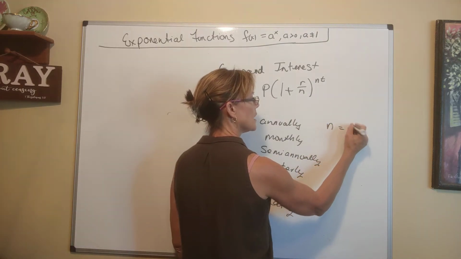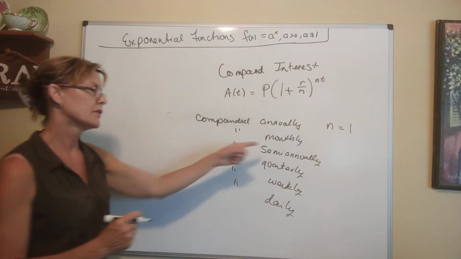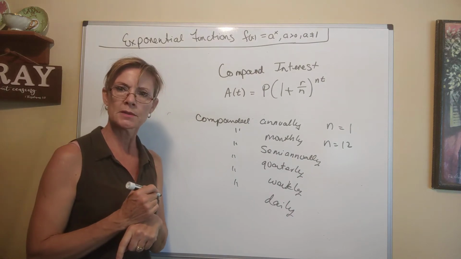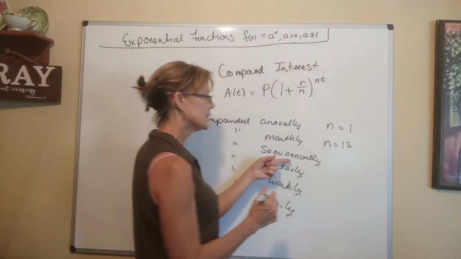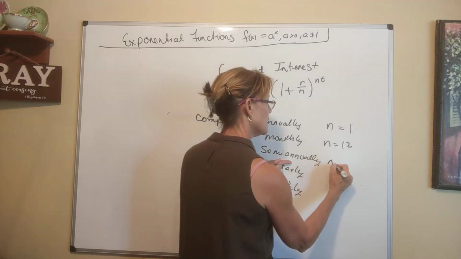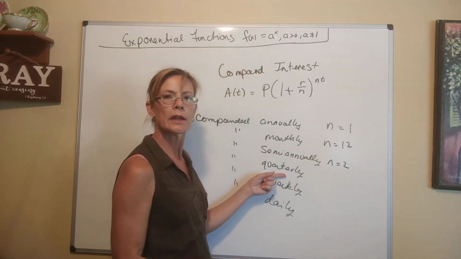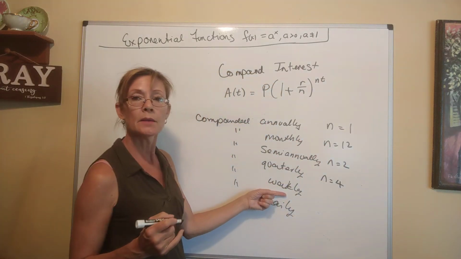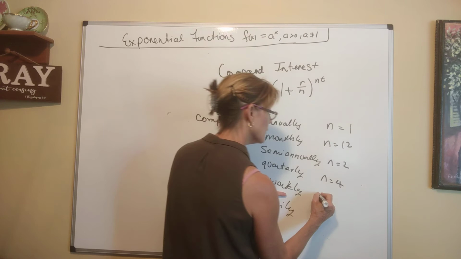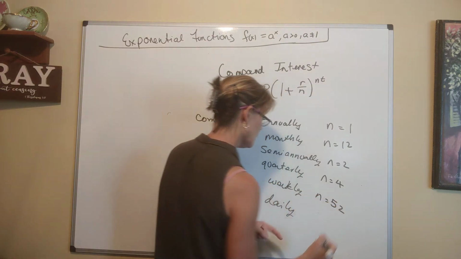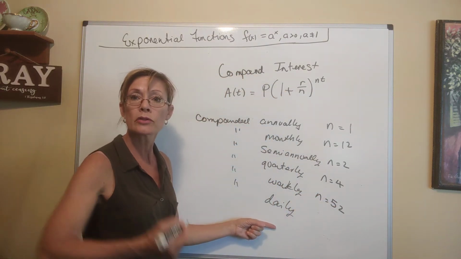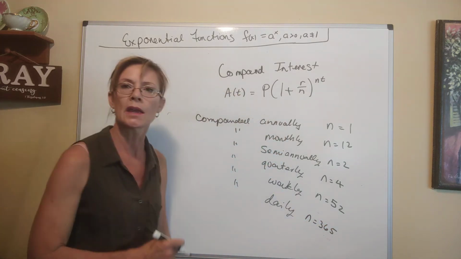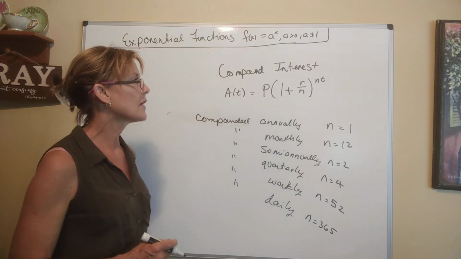If it's compounded 1 time a year, N would be 1. If it's compounded monthly, there are 12 months in a year. They're going to stop 12 times a year and add more interest to it. Semi-annually means twice a year. N would be 2. Quarterly means 4 times a year. N would be 4. Weekly means how many weeks there are in a year, 52. N would be 52. Daily, we go with 365. I know that's not exact, but 365 is what it would be daily. Okay, so that's how you can figure out the value of N.